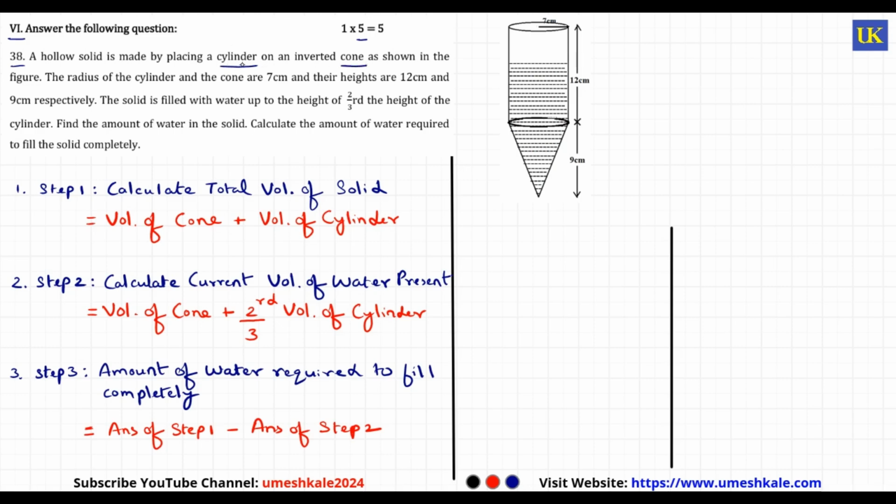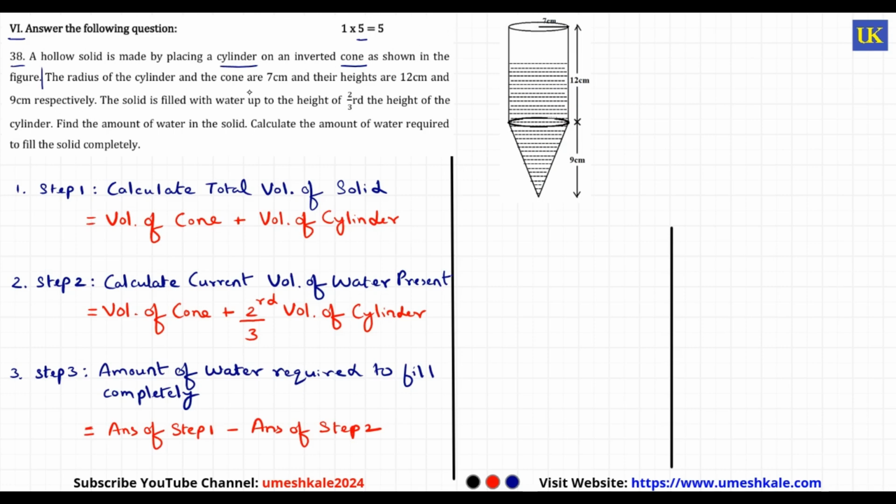So there are two things, a cylinder and a cone. As you can see here, there is an inverted cone, and upon this cone there is one cylinder which has been fitted. As shown in the diagram, the radius of the cylinder and the cone are the same. How much is it? It is 7 centimeter.